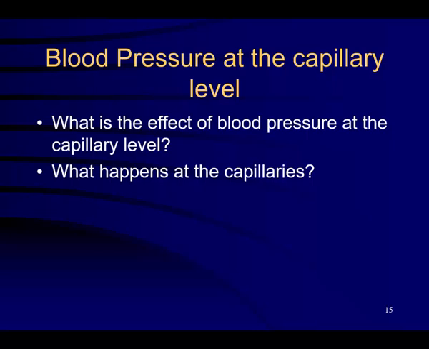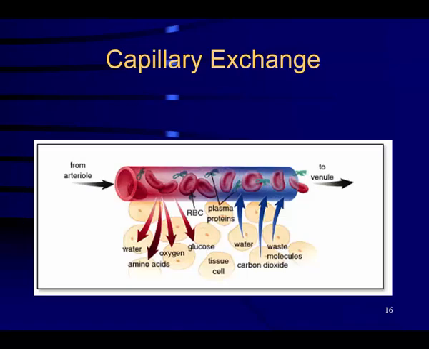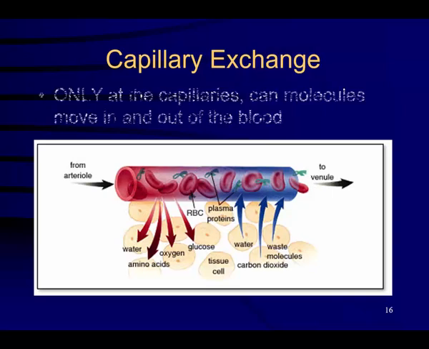So if you look at this picture, here's a capillary and the blood is going from your left to your right, and as it comes in it's full of oxygen and nutrients, and you can see the water, amino acids, oxygen, and glucose are all being pushed out. And at the venule end, the waste molecules and some of the water are going to be returned, and this is how it normally should work. Notice the blood cells and the plasma proteins always stay in the capillaries. They should never move out.